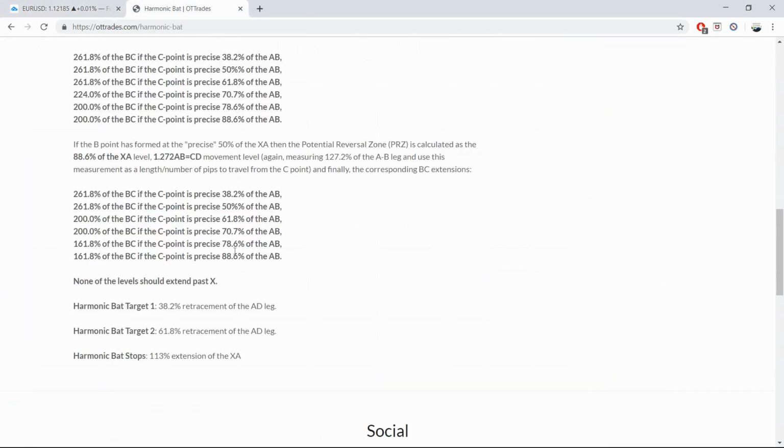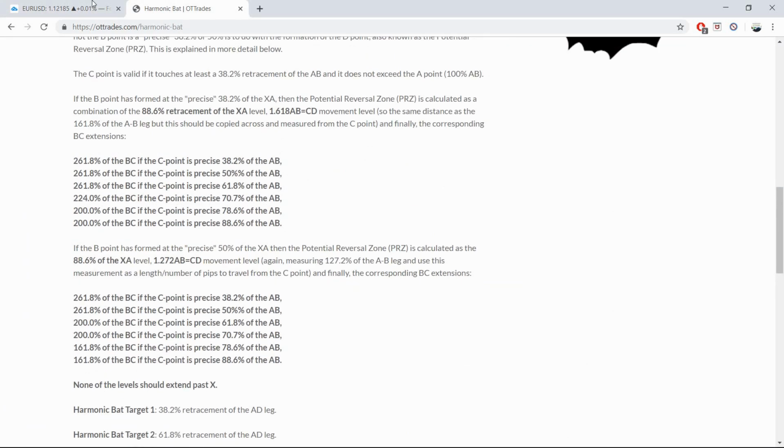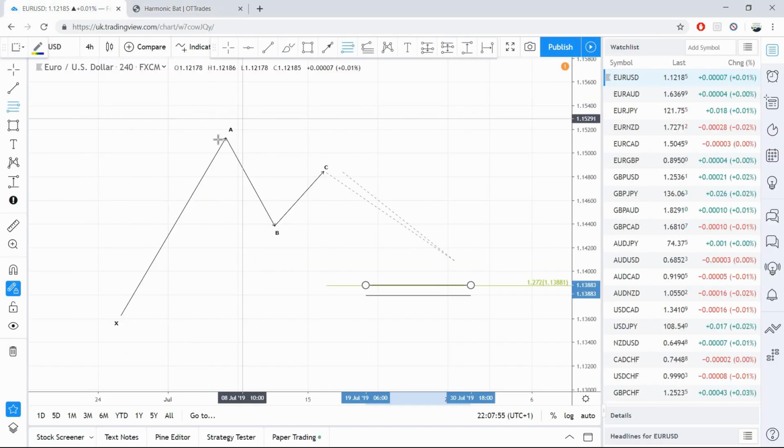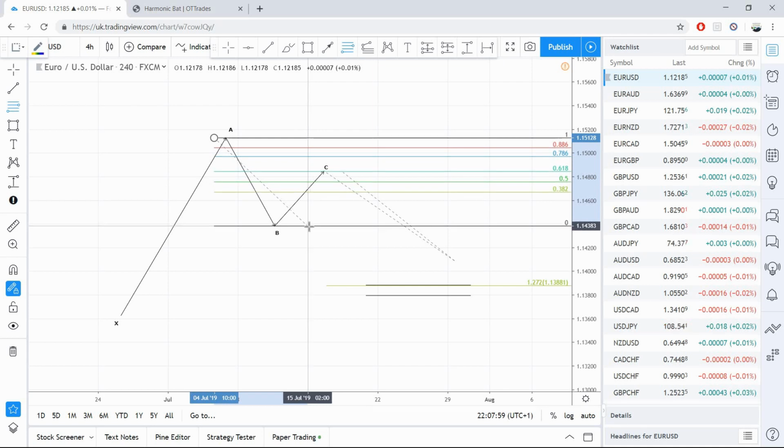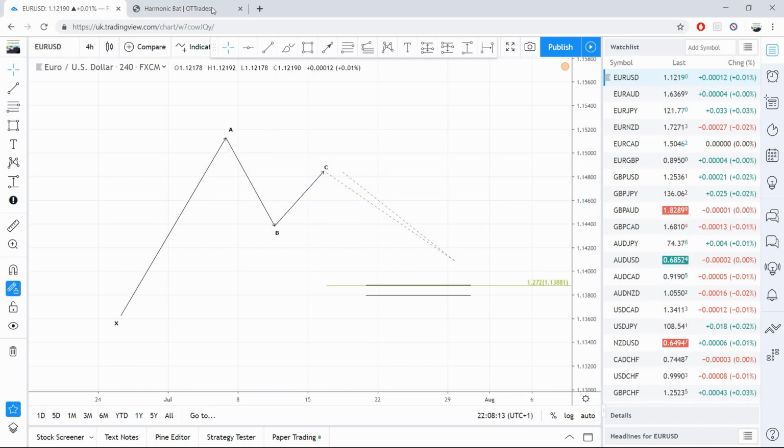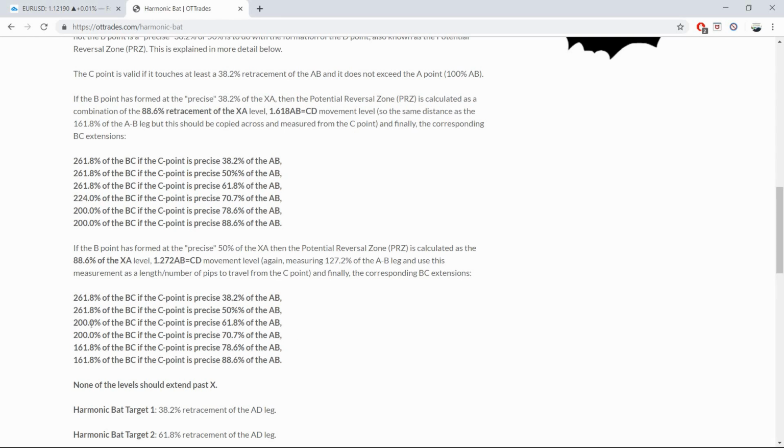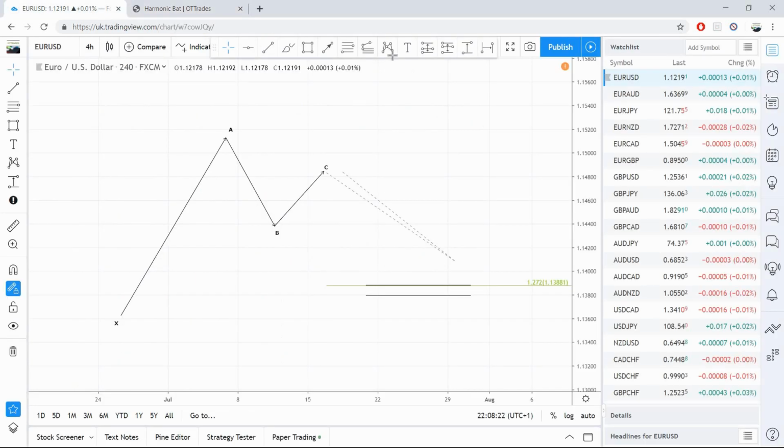So this was an A to B, precise 38.2 of A to B, precise 50 of A to B. So which one is ours? Ours is a precise 61.8 of A to B. And we don't need to put the midway points between these two here because we can see it's clearly bang on the 61.8 level. So no need for the midpoints. Therefore, our final leg of the PRZ is 200% extension of B to C.